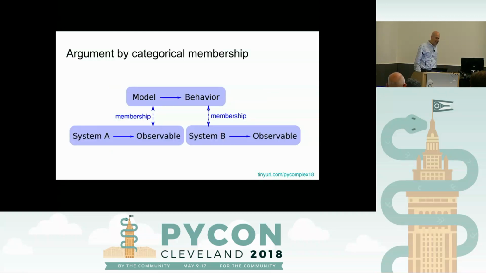In complexity science, we're often making a different kind of argument. It's argument by categorical membership. And it says, not so much that my model is like the world, but my model contains exactly the essential elements it needs in order to produce the behavior. And any system in the real world that has those essential elements will produce that behavior.